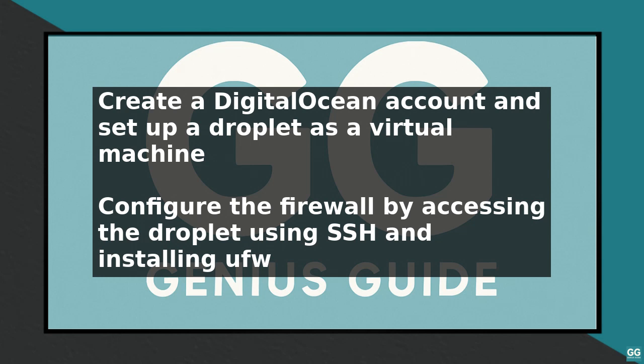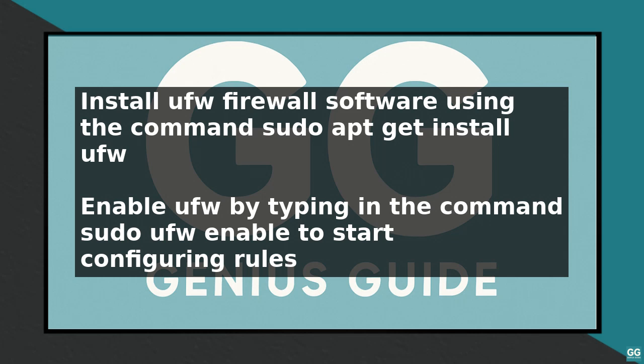Once your droplet is up and running, you can start configuring the firewall. The DigitalOcean firewall is based on the iptables firewall, which is a standard firewall system for Linux. To configure the firewall, you need to access your droplet using SSH. You can do this by opening a terminal and typing in the SSH command provided by DigitalOcean.